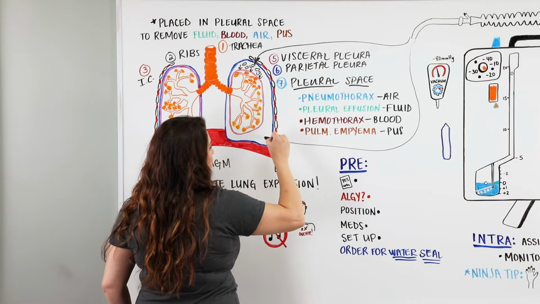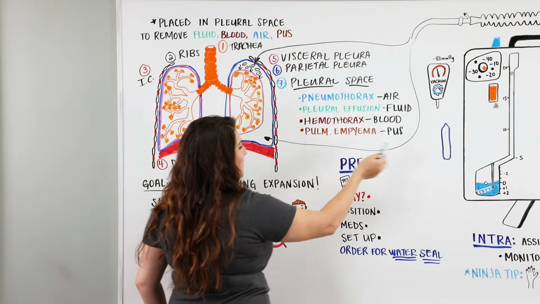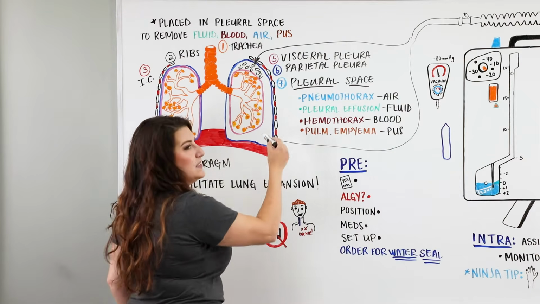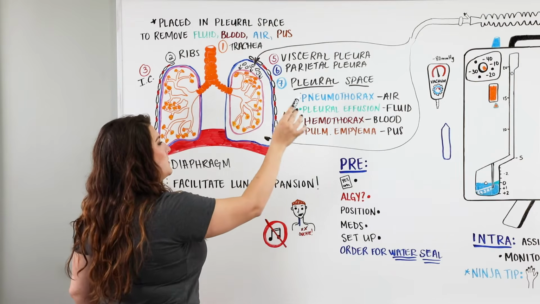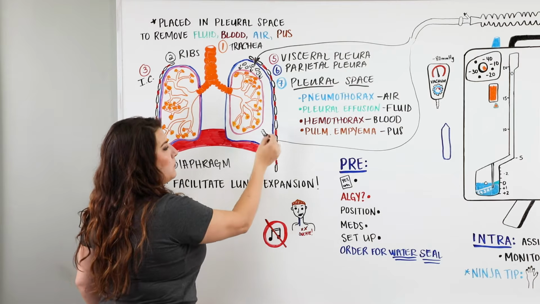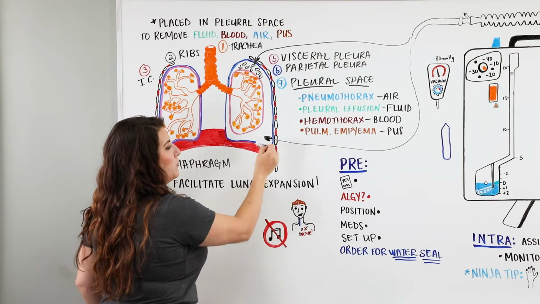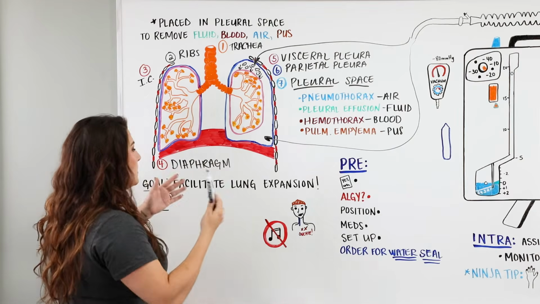Why are we placing the tube at the top for air and at the bottom for blood, pus, and fluid? That's because this is a very dependent area of the lung, correct? We're walking around. It's where the blood likes to settle. The fluid likes to settle. So to release and get all that out, we're going to put a chest tube in the lower portion of the lung, or the pleural space, in order to get it out. What is the goal?